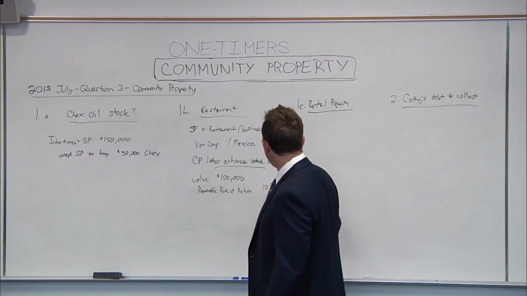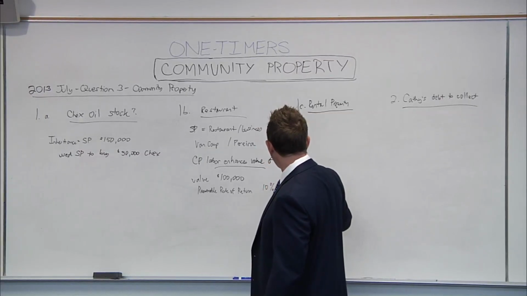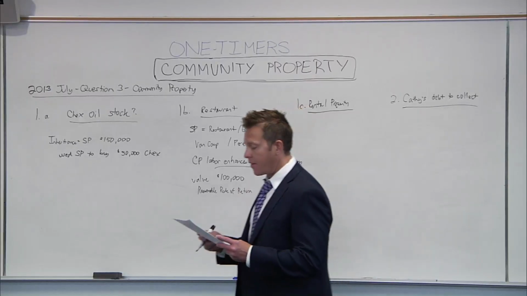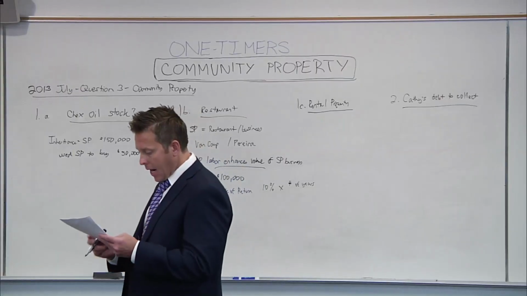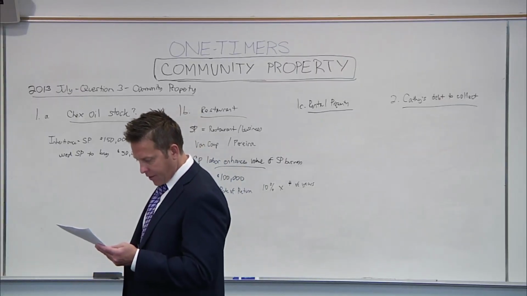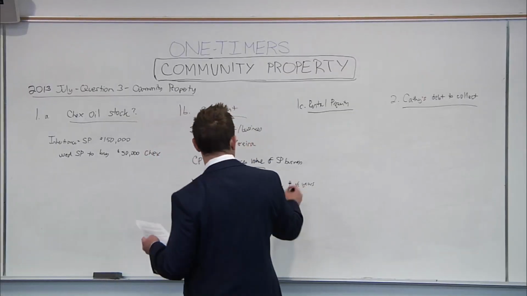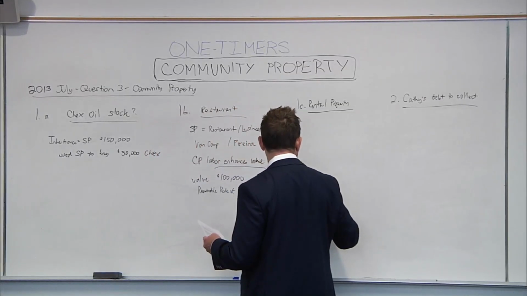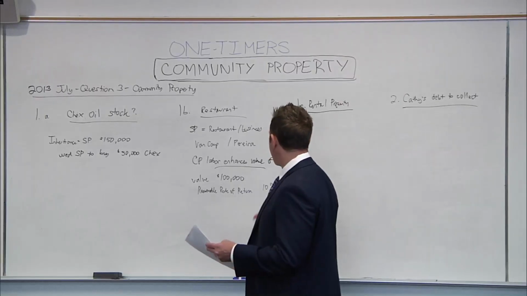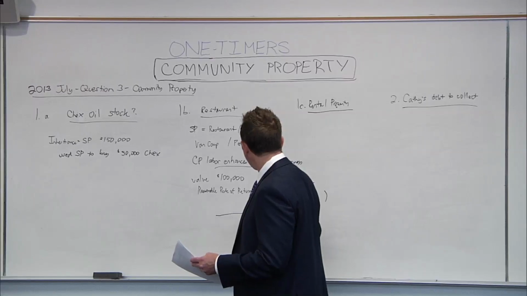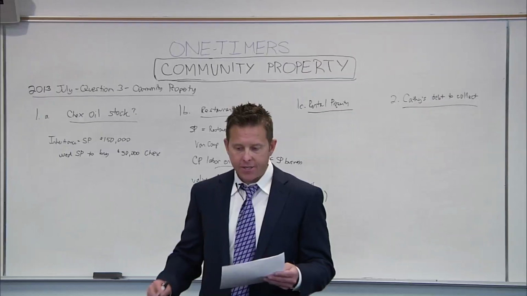So reasonable rate of return times the number of years they're married, or the number of years they had the business. So they had the business in 2007. Looks like they're dissolving their marriage in, I don't know what year it is. But it's going to be from 2007 to whenever. That's going to be the number of years. And that is what's going to be the separate property value. Okay, we'll get to that in a minute.